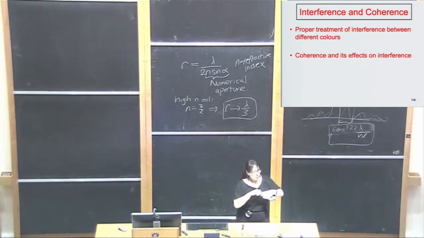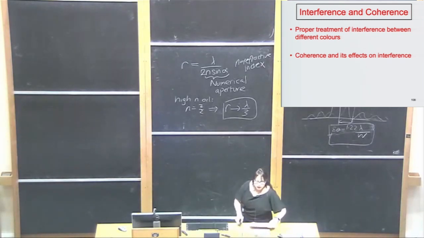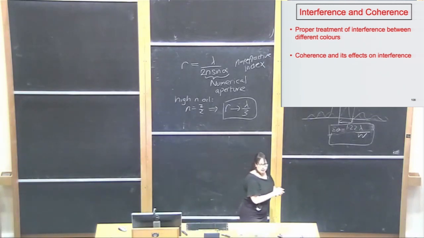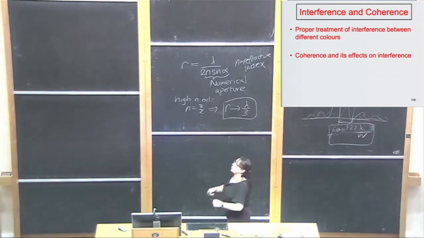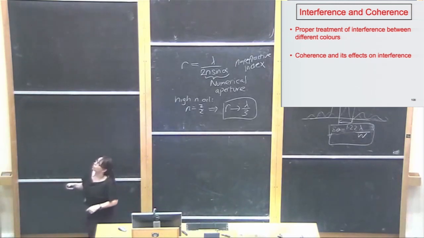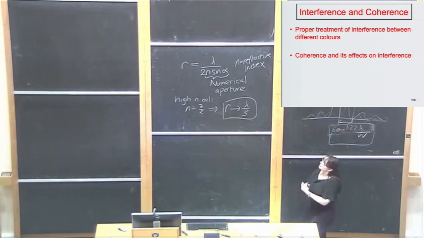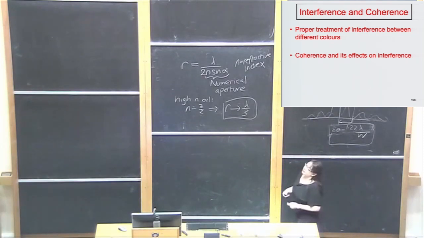We're on the home straight, everybody. So I'm going to now spend the rest of the lecture talking about, well, my title says both interference and coherence. I am going to spend the rest of the lecture talking about these two things, right? So first of all, I'm going to look at a bit more of a proper treatment of what happens when you have light of different colours and how they interfere, do they interfere, what's really going on there.